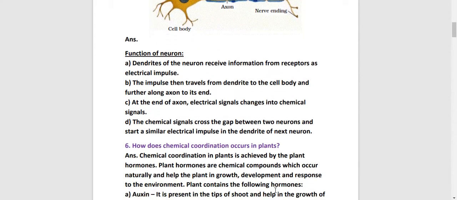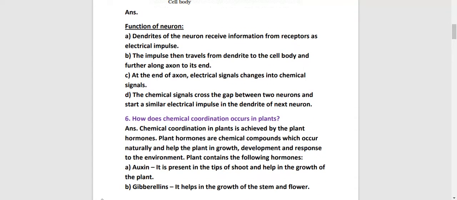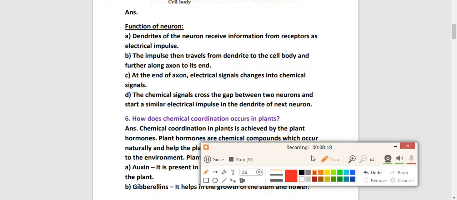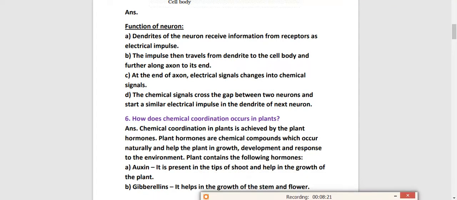So let's talk about the functions of a neuron. What is the importance or function of a neuron in our body? First of all, the dendrites, the first part of a neuron, will receive the information from the receptors. And what are receptors? Receptors are the tips of nerve cells present in our sense organs that detect information from the surroundings. They are present in our sense organs like eyes, nose, tongue, and skin. Dendrites will take the information from the receptors as electrical impulses.